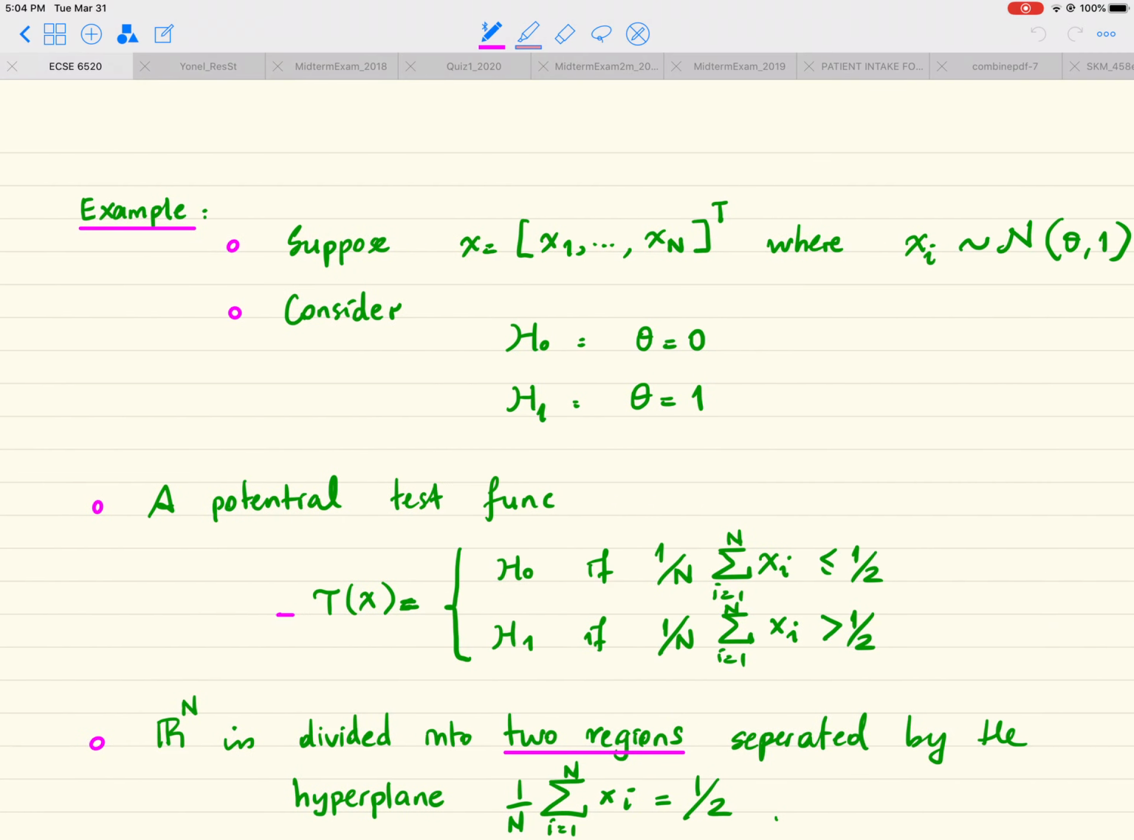So to see that, suppose we make observations, and each observation is a Gaussian with mean theta and variance 1. We have IID observations, and we consider the test of theta being 0 or theta being 1. A simple test function would be simply to take all our observations and look at their mean value.